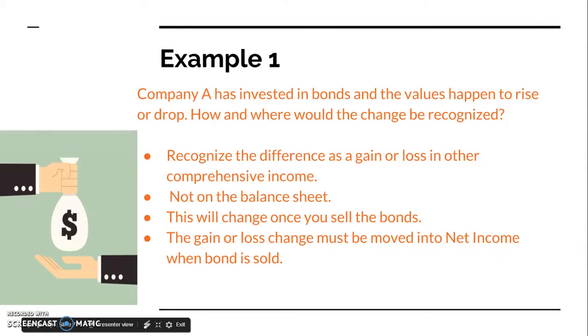Example 1. Company A has invested in bonds, and after a period of time, the value of the bonds changes. Will the change still be recognized on the balance sheet? If not, where? Think about this for a second. Well, the answer here is you recognize the difference in other comprehensive income on the income statement, not the balance sheet. However, once you sell the bonds, you have then realized the gain or loss value associated with the bonds, and then you shift the gain or loss out of comprehensive income and into net income or net loss.